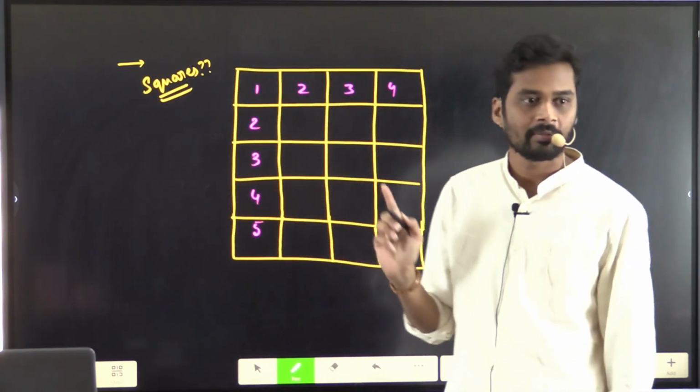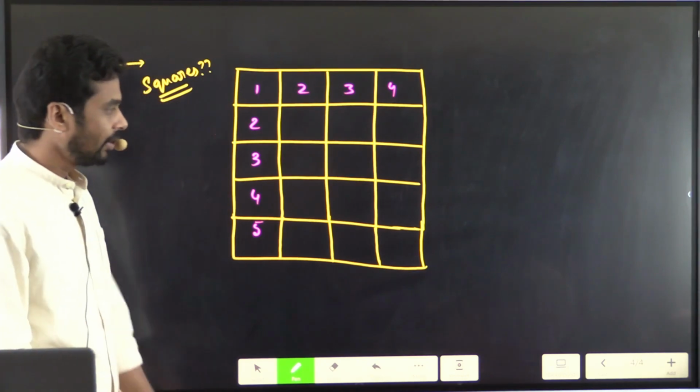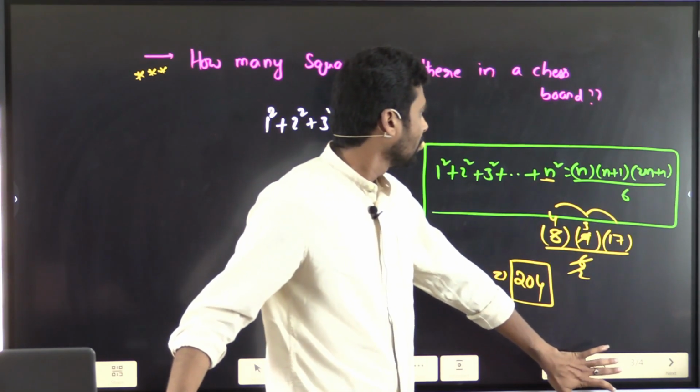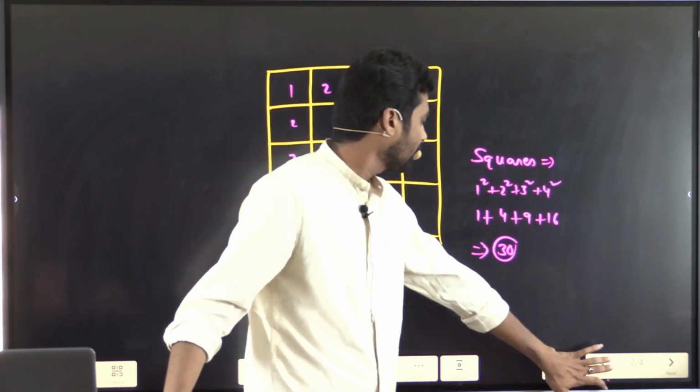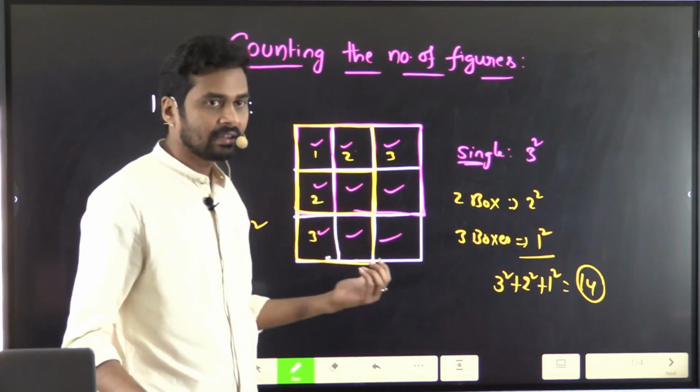We have 4 horizontal boxes and 5 vertical boxes. So the number of horizontal boxes and vertical boxes are not the same. If you see the previous case, the number of horizontal and vertical boxes are the same: 1 2 3 and 1 2 3. Now how do we take the final answer?